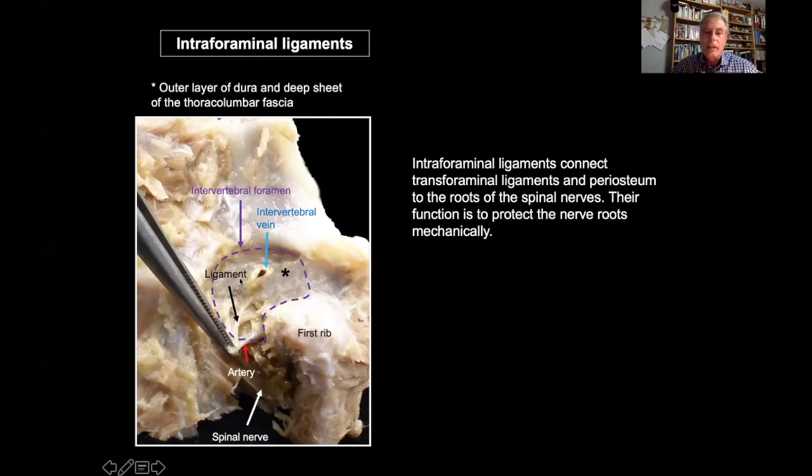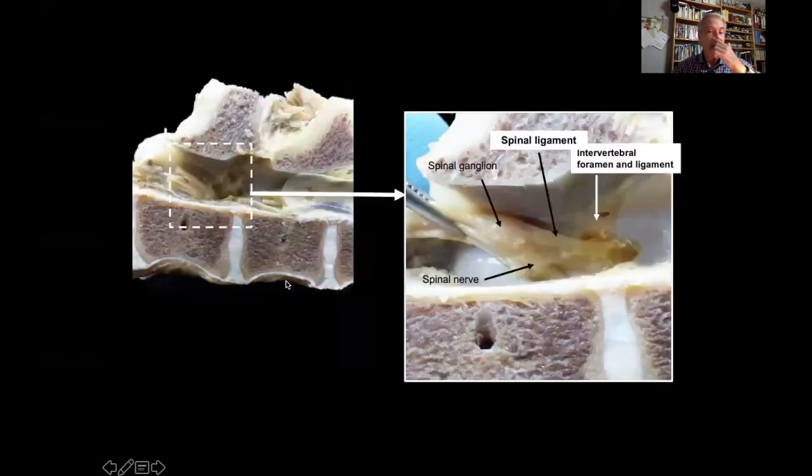So at these foramina there are ligaments, the intraforaminal ligaments and transforaminal ligaments here. These ligaments are very important and they are attached to the periosteum. They attach the periosteum to the spinal nerves. This is an inside view of the vertebral canal after removing the dura mater. You see a spinal nerve. This is an intervertebral foramen that hasn't been opened.